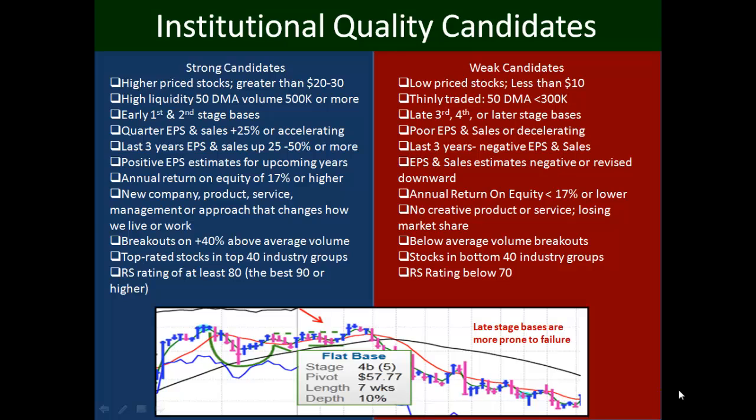You want all the CAN SLIM qualities that we normally look for. EPS and sales up 25% or more and accelerating. You want the last 3 to 5 years to also be up. You want positive earnings estimates. You want a 17% or higher return on equity.